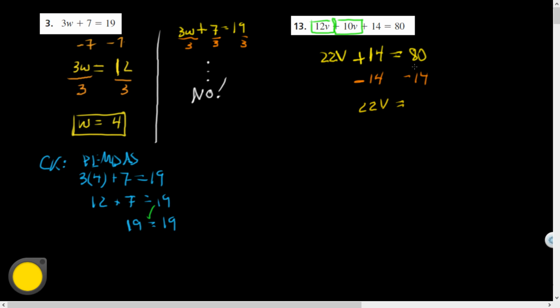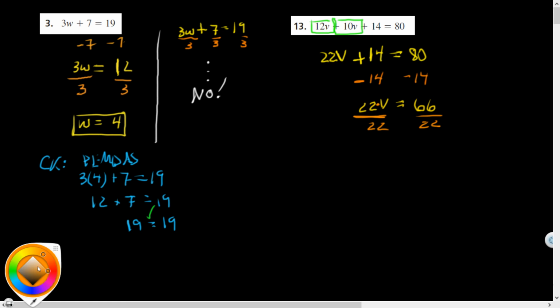80 minus 10 is 70. 70 minus another 4 would be 66. Oh, look at that convenience. I think that's going to divide oh so nice. And the reason I'm dividing is because 22 is being multiplied by v, so to undo that, I divide both sides by 22. And so what I'm going to get is v is equal to 3.